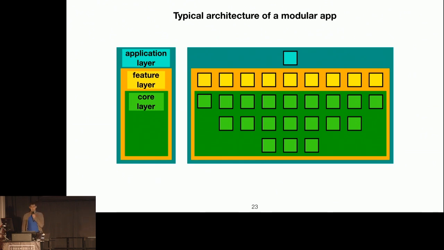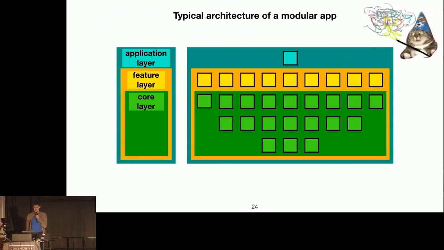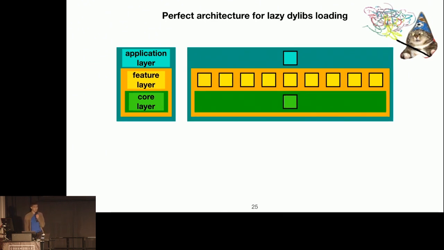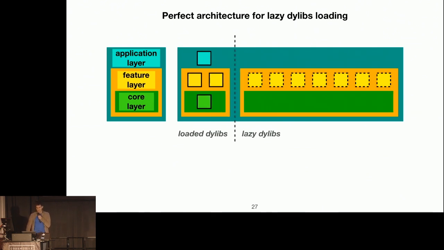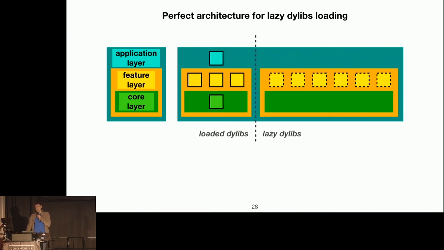However, we cannot use this approach to lazily link core layer because the dependency picture looks quite complex there. And here we need just this magic cat to merge core layer into a single module. And that's how we reduce dynamic libraries count. Using this approach, we'll get this picture on the application start up. Just one module from core layer, one module from feature layer, and that's all. And later on, we can on demand load these features as we need them.